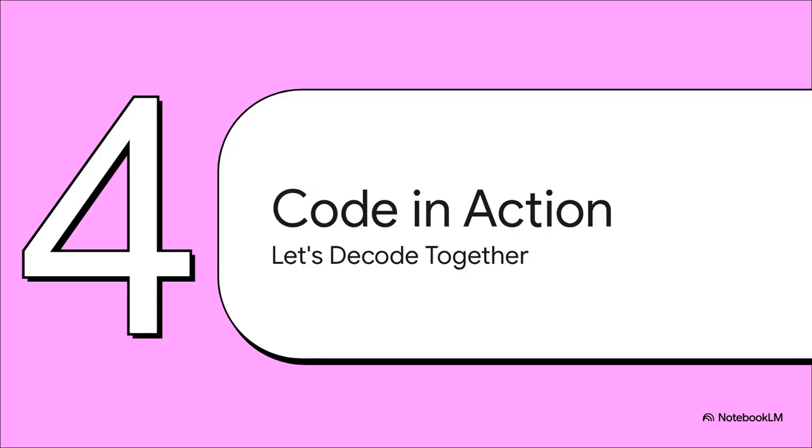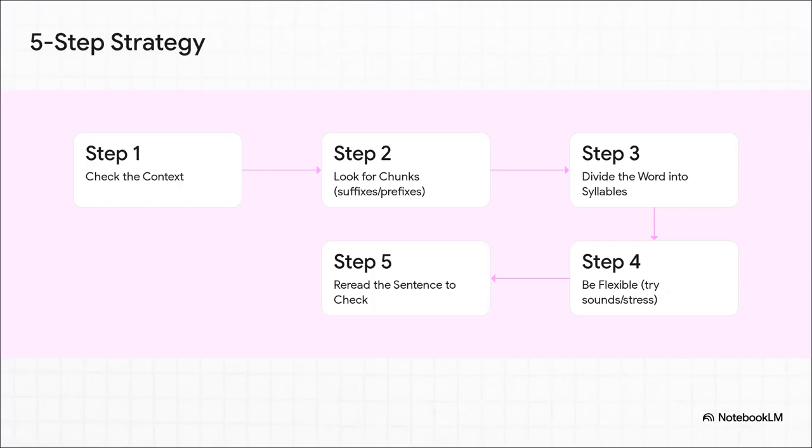Okay, so theory is great, but let's actually put this into practice. We've got our blueprints, we've got our spotlight, and we know about the secret schwa vowel. Now it's time to combine everything and really tackle a word using a clear, step-by-step strategy. So here it is, the 5-step strategy that puts all our tools to work. Step 1, always check the context of the sentence.